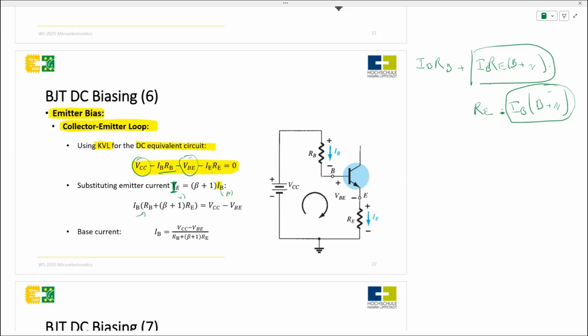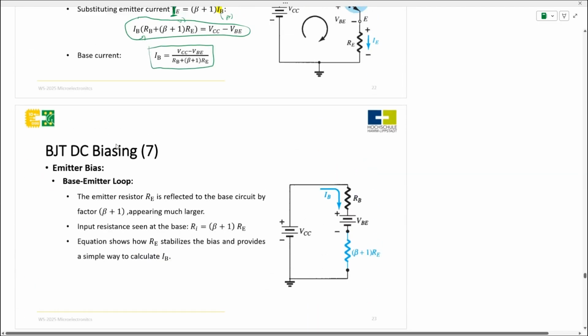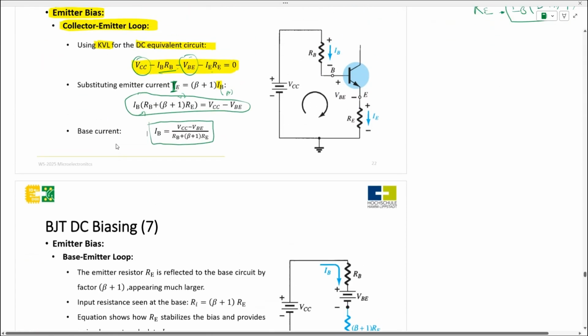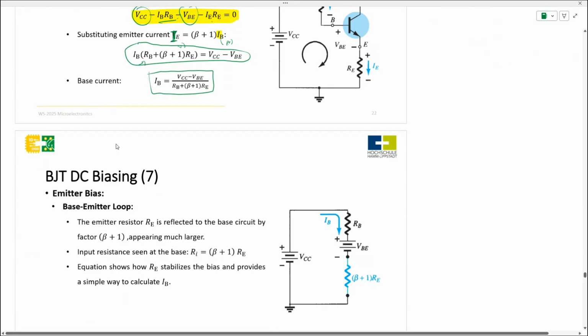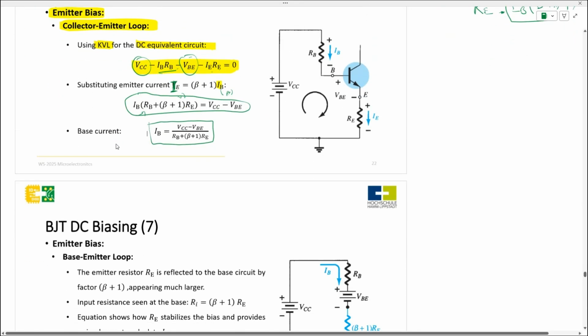After replacing, we will have this equation, and based on this equation, we can isolate IB on the left side and have our IB equation as follows. From this, I believe they can draw the curve. Not yet, but it's okay. So let's see now the base emitter loop. We can continue.